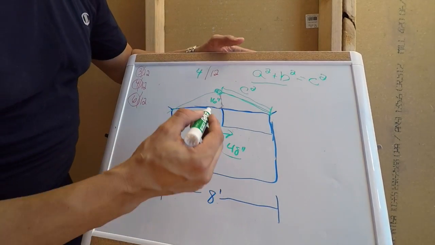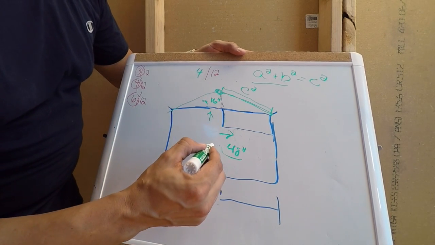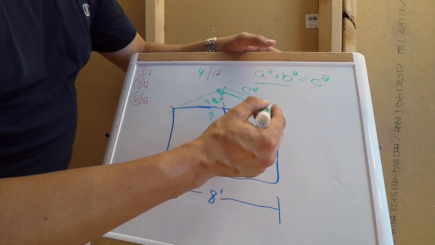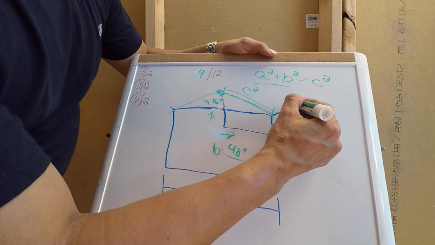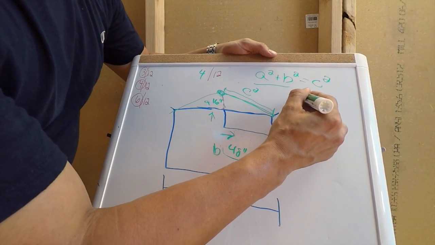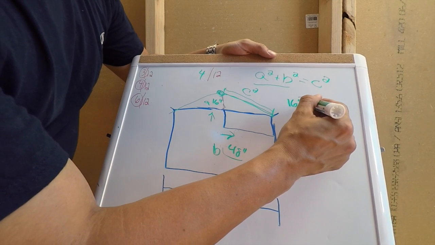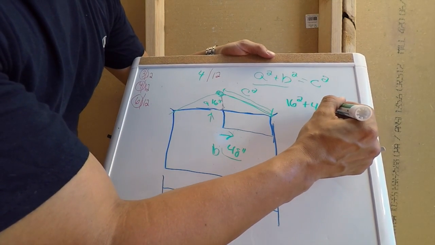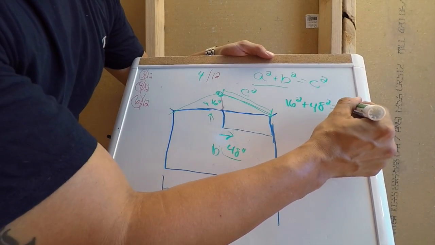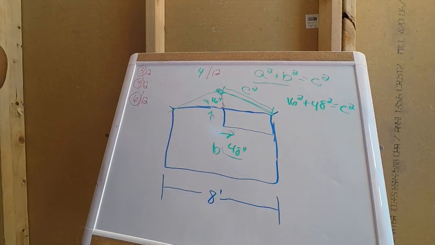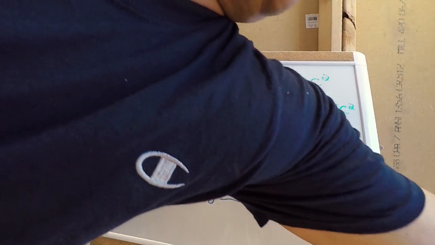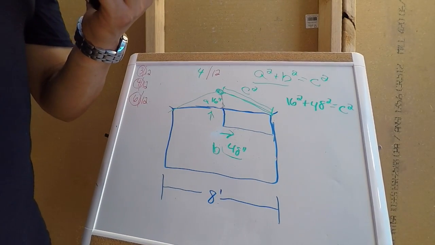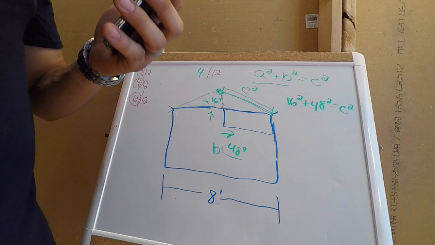So, what's A, what's B? A and B. We want to find C. So, 16 squared plus 48 squared is going to give us C squared. The way to do this is pretty simple. Just get your calculator. If you have a smartphone, you're going to be able to figure this out on a calculator.